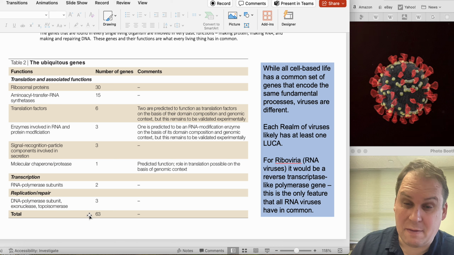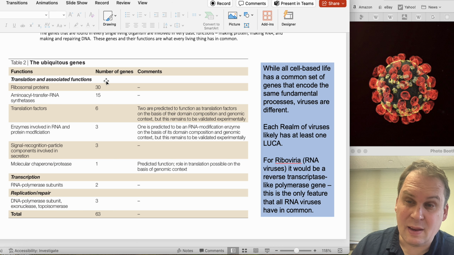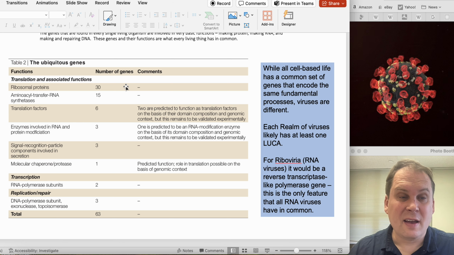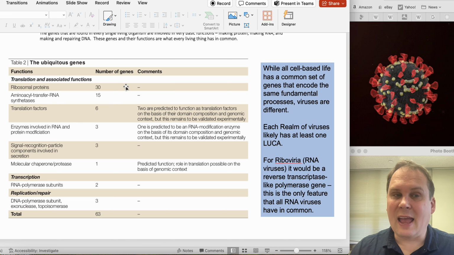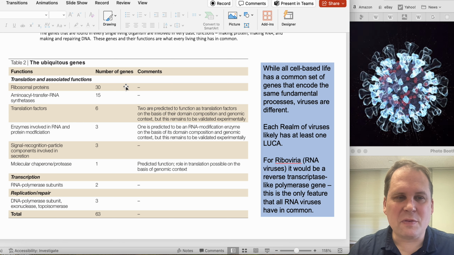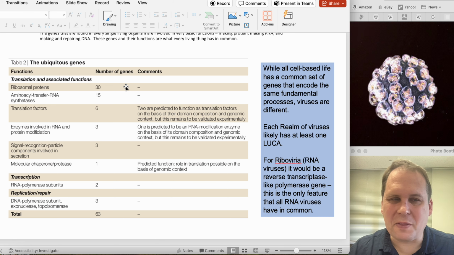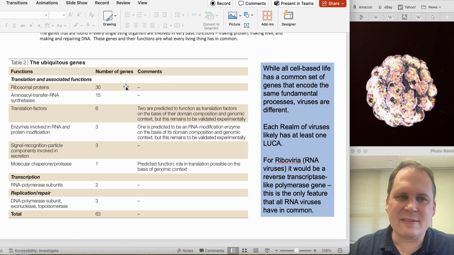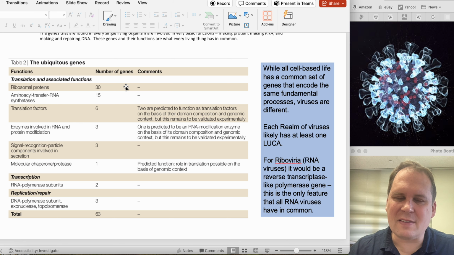So like of those 63, almost half of the conserved orthologous genes are part of the ribosome. And the ribosome, you remember, is the thing that translates messenger RNA to make all the proteins that we need, that everything needs. And the ribosome is conserved.